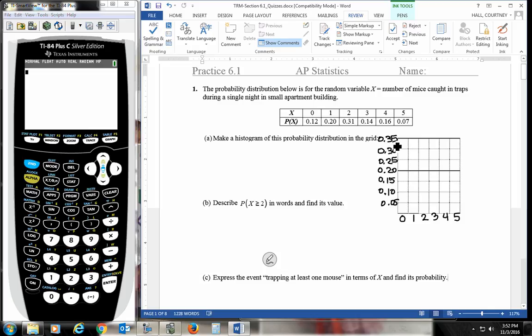So 0 goes up to 0.12, 1 goes up to 0.20, 2 goes up to 0.31, 3 goes up to 0.14, 4 is at 0.16, and 5 is at 0.07.